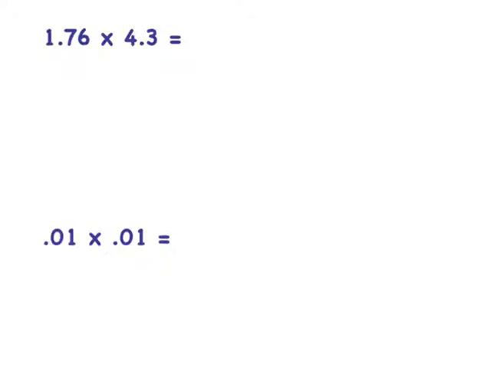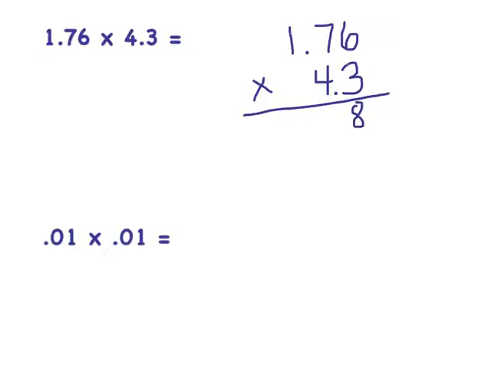So let's work some of these problems. I'm going to start out with 1.76 times 4.3. Totally ignoring those decimals, I have 3 times 6 is 18. Carry the 1. 3 times 7 is 21, plus the 1 up top is 22. Carry the 2. 3 times 1 is 3, plus the 2 is 5.